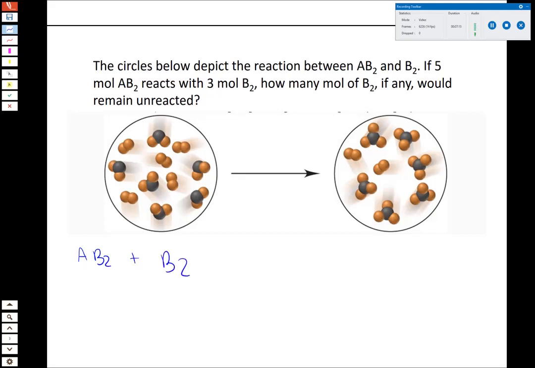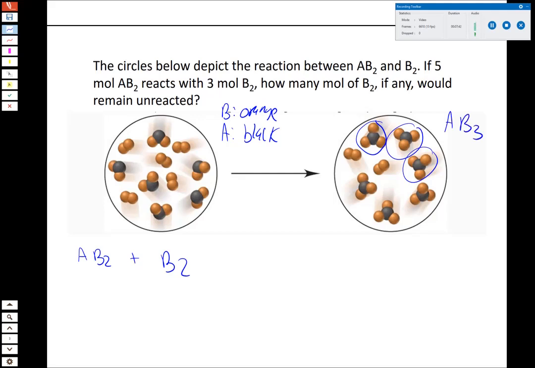And if we look at the reactant side, we see that we have 2 of the orange spheres together, so that means B2 is, so B is going to be orange in this case. And then we have a black sphere with 2 orange spheres, that's going to be AB2, so that means A is black in this case. And we need that information because if we look at the product side, we see that the new product that's formed is this guy here, all of these, which are AB3. So that's going to be the product.